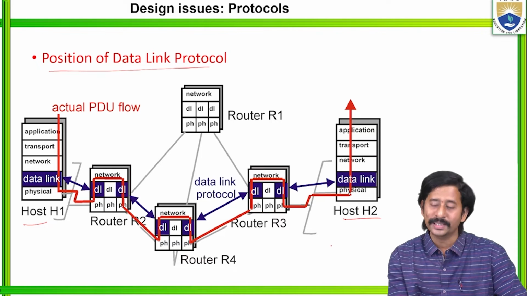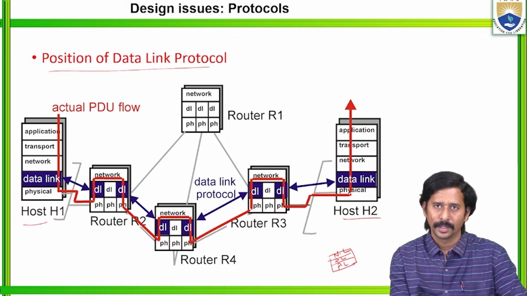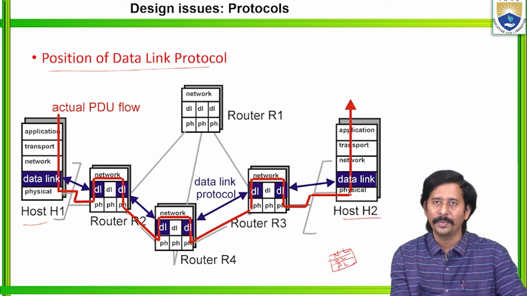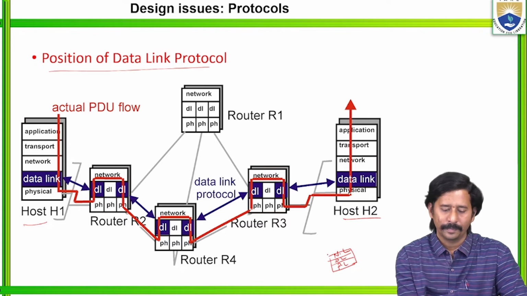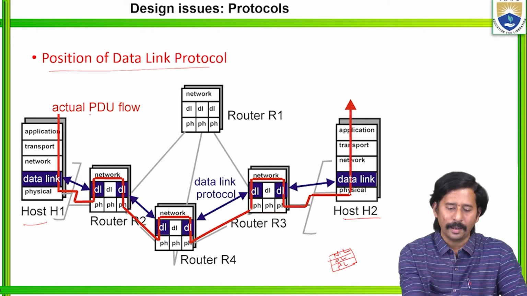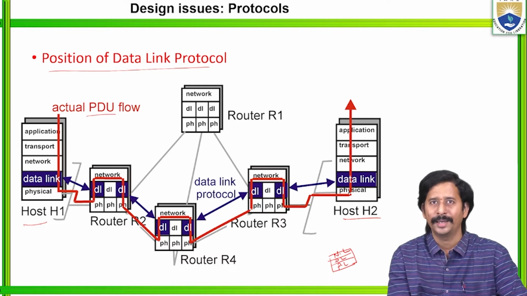We know from the OSI reference model that the bottom 3 layers, that is the physical layer, data link layer and network layer, communicate through some medium. See, the actual protocol data unit, PDU, stands for protocol data unit.